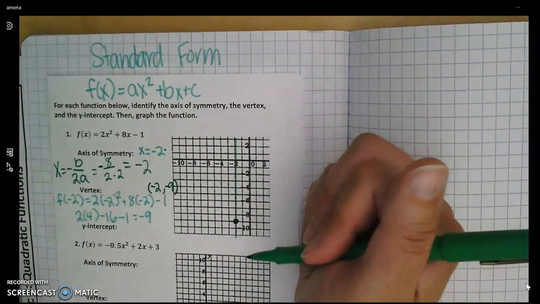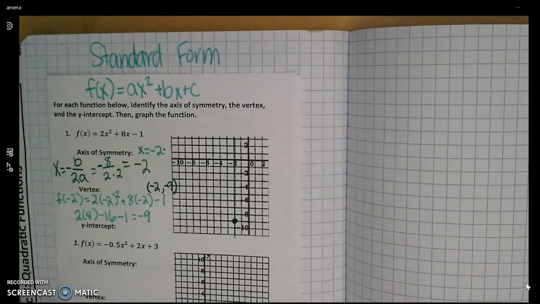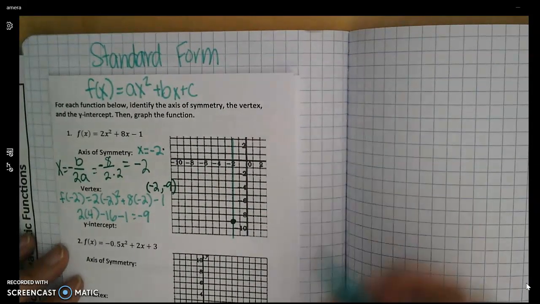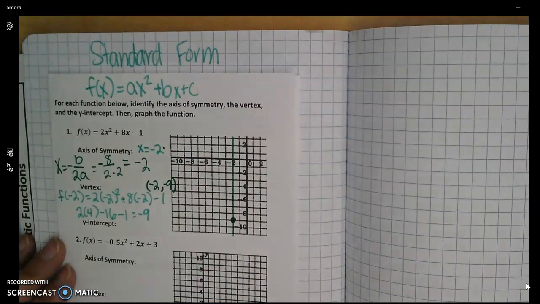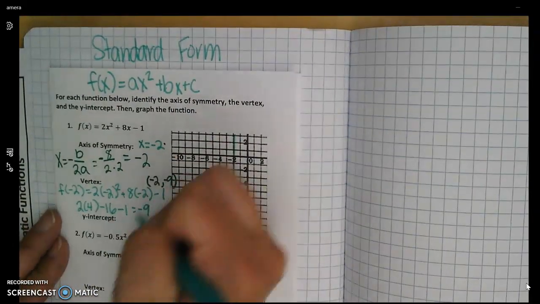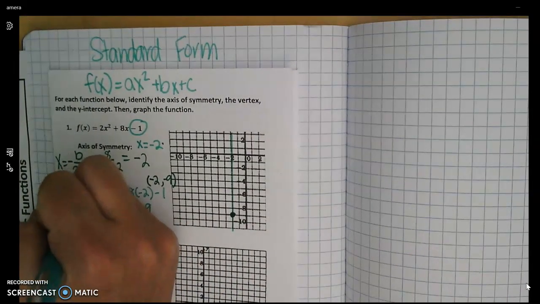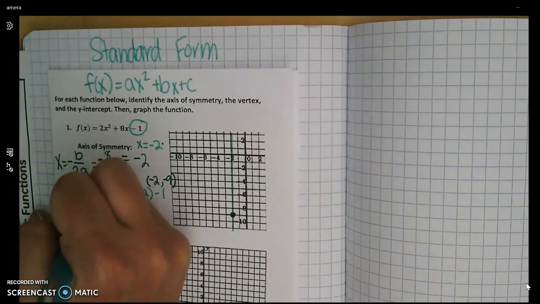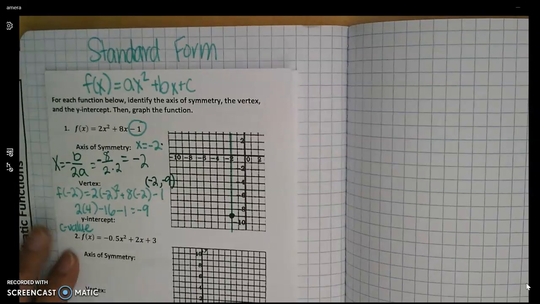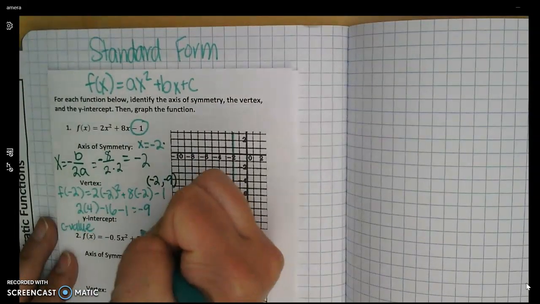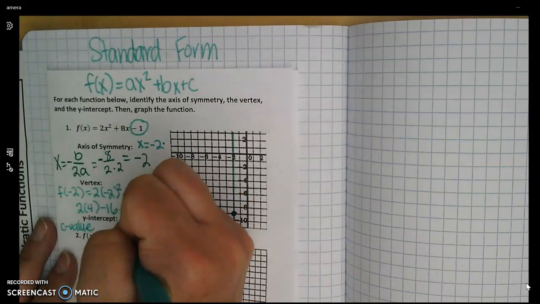And then last but not least, I'm going to find my y-intercept. Now the y-intercept is really easy. It's always going to be your c value. So in this case, my c value is negative 1. And I can even write this so that I know when I come back, it's going to be that c value. So our y-intercept is negative 1.